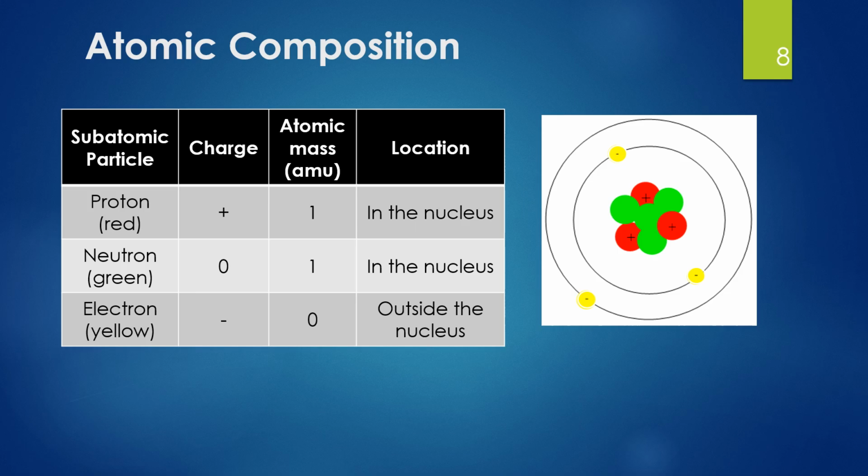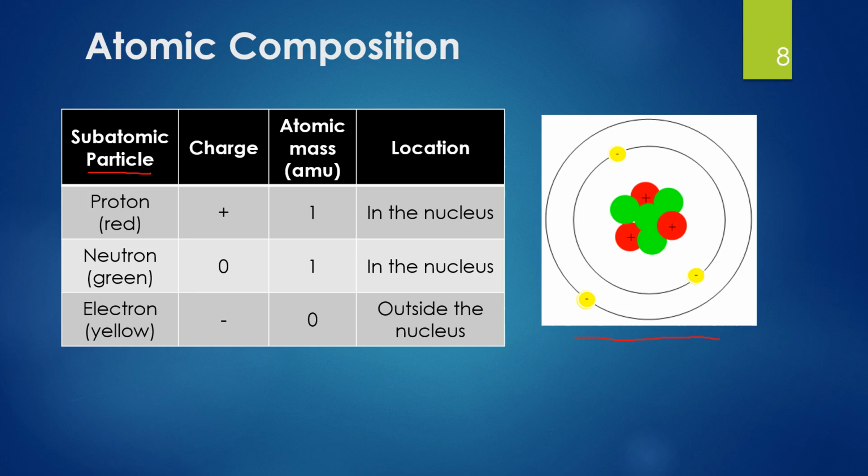Next, we're going to look at the composition of an atom. In the picture off to the right, we have a pictorial drawing of an atom, a representation. We also have a table with all of the subatomic particles and their properties. So let's look at the table first. Looking at the subatomic particles that are present in an atom, there are 3 subatomic particles present. There are protons, neutrons, and electrons.